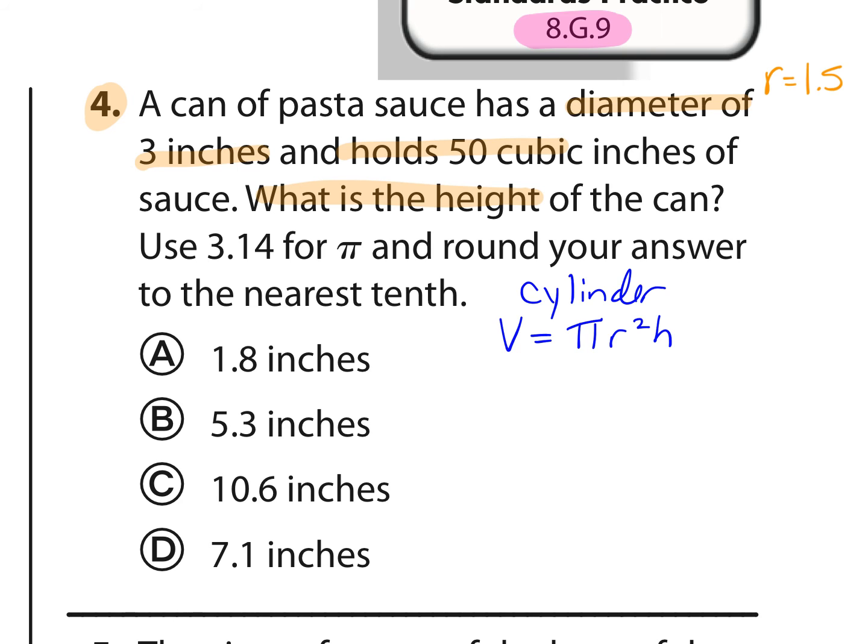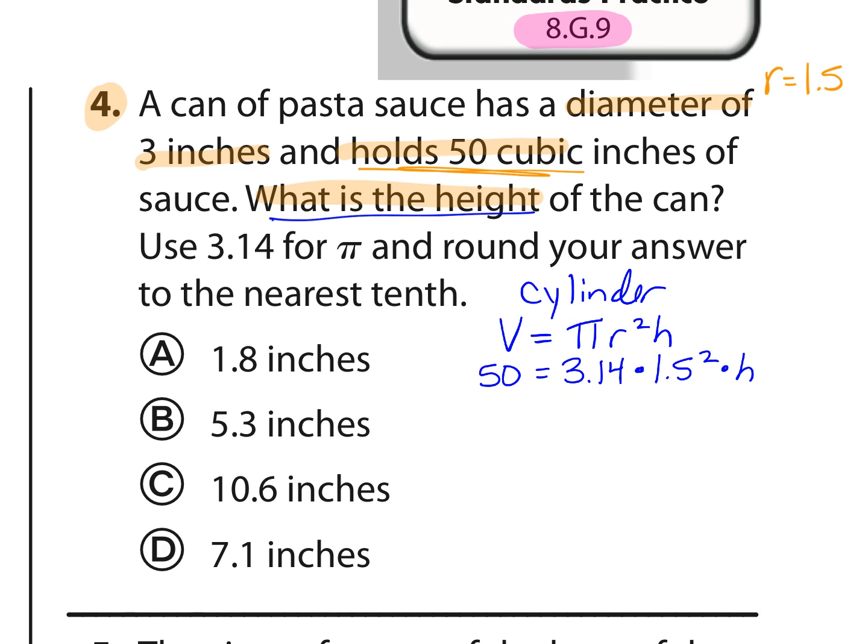inches. We know the amount it holds, that would be the volume. So we're going to plug those in. The volume is 50. It says use 3.14 for pi. The radius is 1.5. We'll square that. And we don't know the height. It asks what is the height. So we're going to multiply that by h. And we'll just need to simplify to determine what h is. We'll simplify and solve for it.